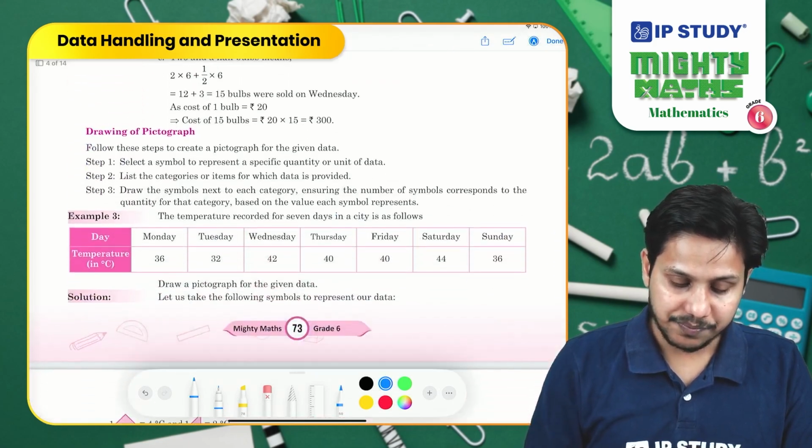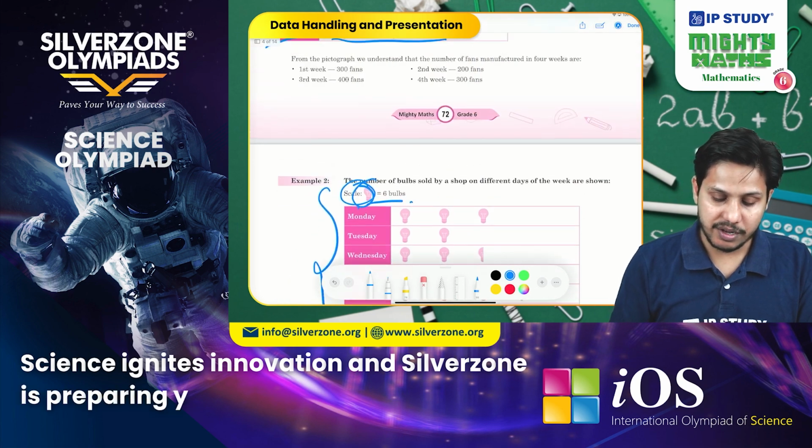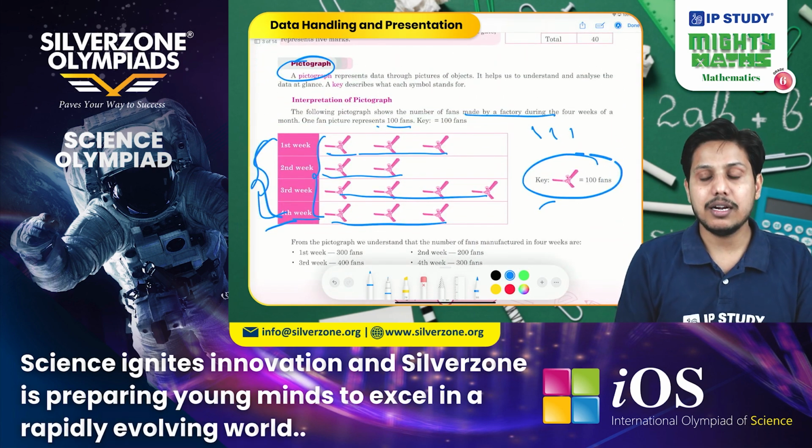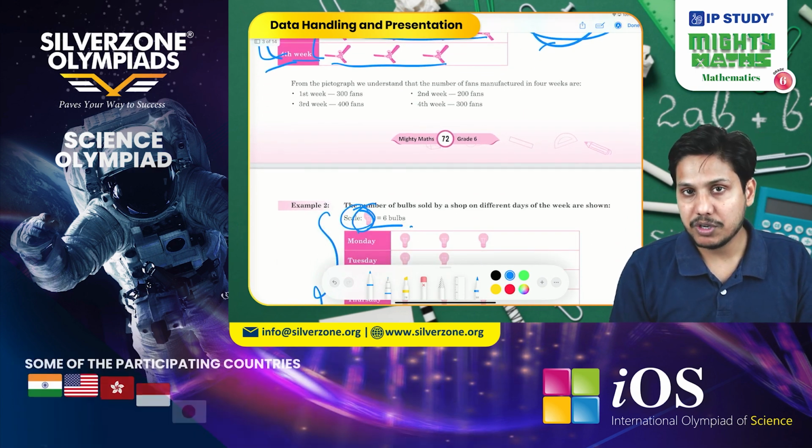Yes. Now how to draw pictographs. So this was interpretation of pictographs, where we are given the pictures and the key or the scale, and usually we use a key for pictographs.